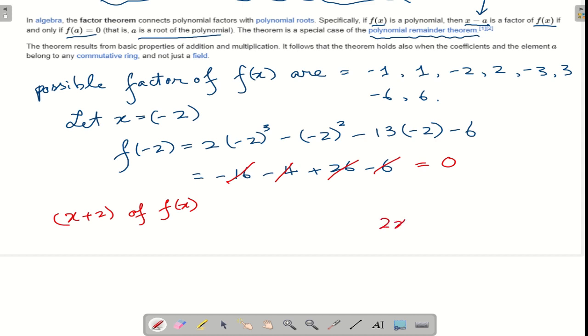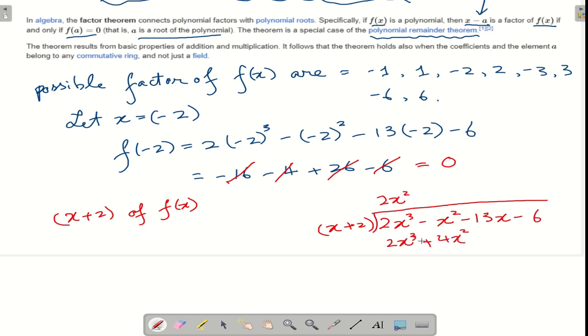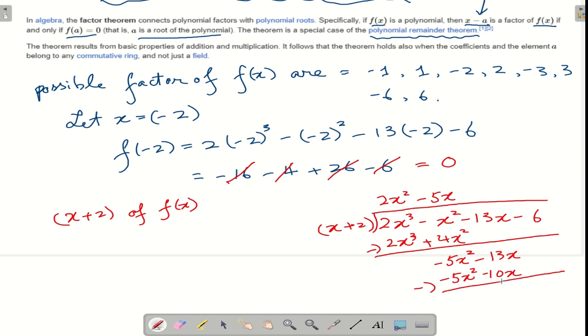We have 2x cubed minus x squared minus 13x minus 6 divided by x plus 2. So we multiply by 2x squared. We got 2x cubed plus 4x squared. You do the subtraction here. We have minus 5x squared minus 13x. So it's multiplied by minus 5x. We have minus 5x squared and minus 5 multiplied by 2 is minus 10x. Subtract it. We got minus 3x minus 6.